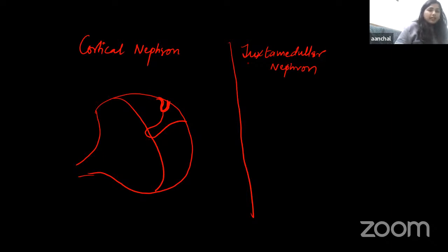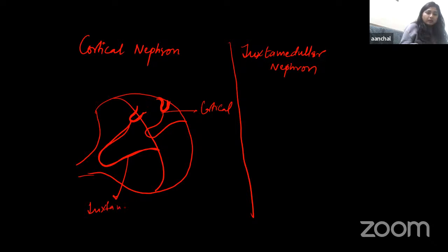Okay, now the second, the juxtamedullary nephron. So again, the Bowman's capsule is located in the cortical region of the kidney, and the loop of Henle is located in the medulla part only. Okay. Now, as you can notice, the juxtamedullary nephron has a long loop of Henle and the cortical nephron has a short loop of Henle. Okay. So this is the cortical nephron and this is the juxtamedullary nephron.